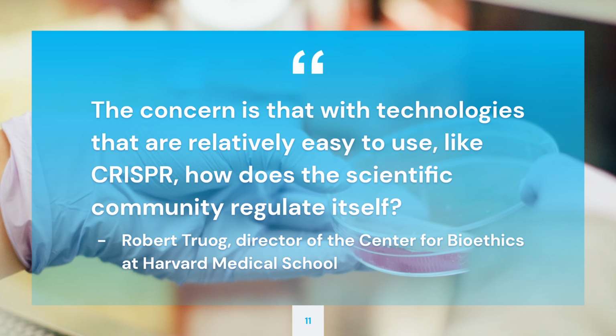So a quote that I liked, that I found regarding the ethics is, the concern is that with technologies that are relatively easy to use, like CRISPR, how does the scientific community regulate itself? This is by Robert Truog, again, excuse my pronunciation, and he's the director of the Center for Bioethics at Harvard Med School. And I completely agree with him. Once you find out, because it really is easy to use, what stops them from basically building an apex human?